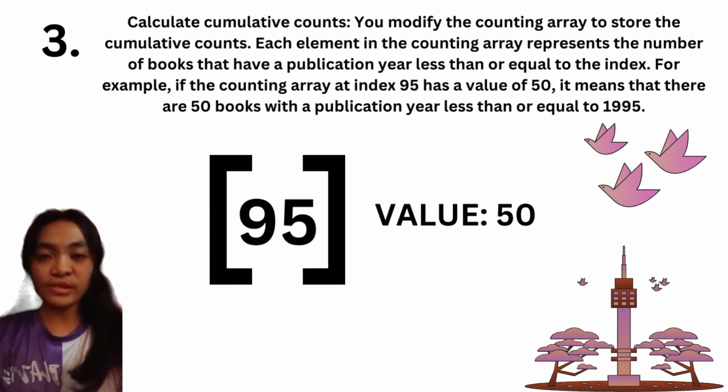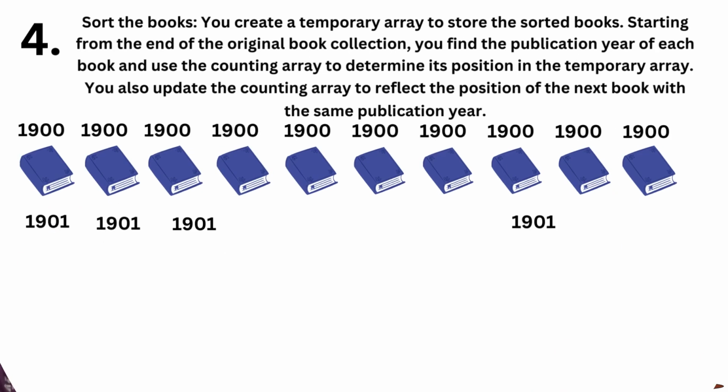Number 3. Calculate cumulative counts. You modify the counting array to store the cumulative counts. Each element in the counting array represents the number of books that have a publication year less than or equal to the index. For example, if the counting array at index 95 has a value of 50, it means that there are 50 books with a publication year less than or equal to 1995.